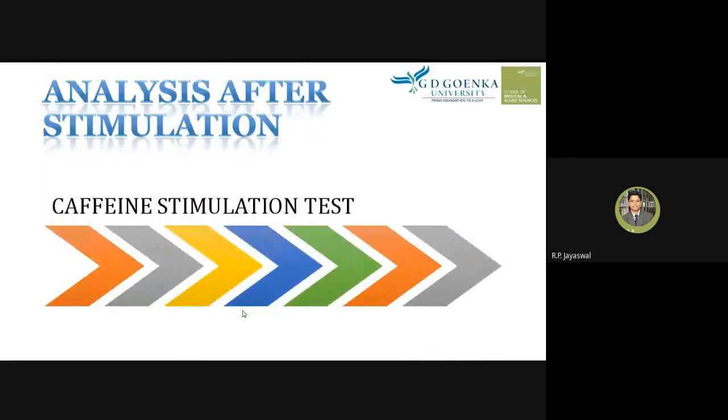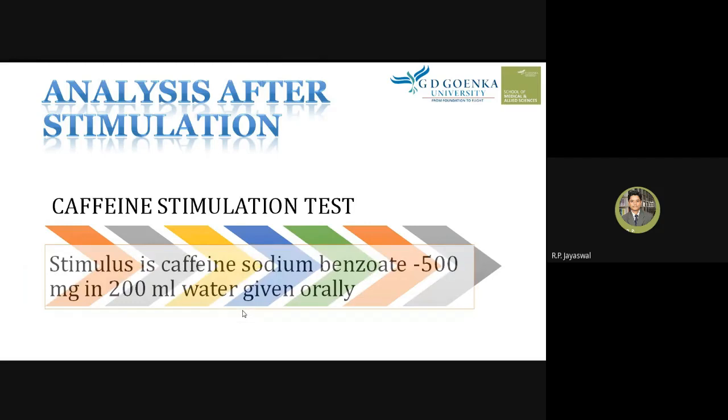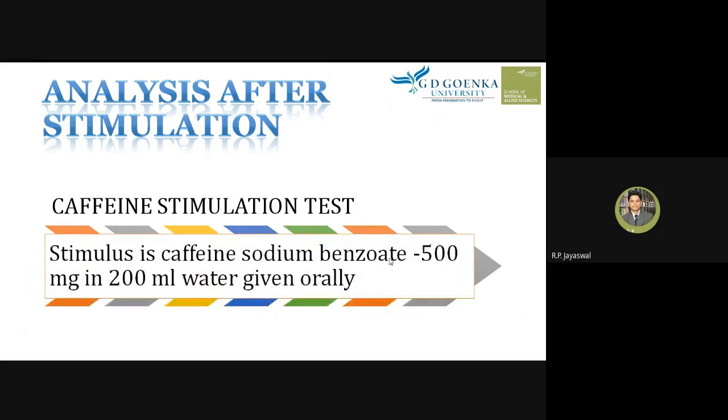This is the caffeine stimulation test, similar to what we did in the alcohol stimulation. Here, the stimulus is caffeine sodium benzoate, 500 mg in 200 ml water given orally. So caffeine is given orally here, just like alcohol, where 7% alcohol, 100 ml is given orally. So here caffeine is given in the form of caffeine sodium benzoate. The total amount is 500 mg in 200 ml water.